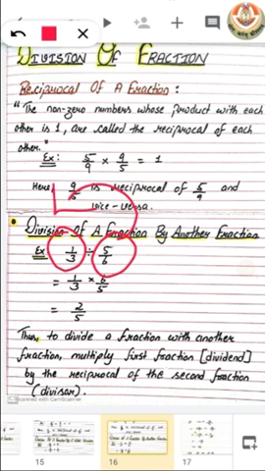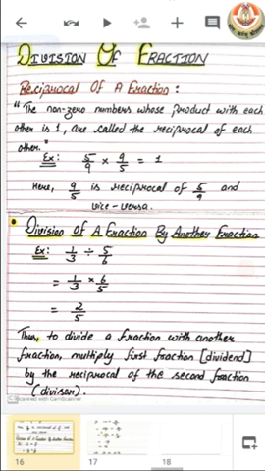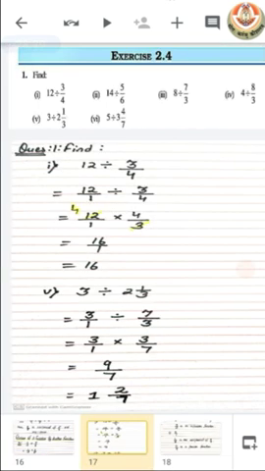So in all the three cases, we have to just change the division sign with multiplication, and in the same step we have to convert the divisor fraction in its reciprocal form. Now let's try to solve some questions related to exercise 2.4.